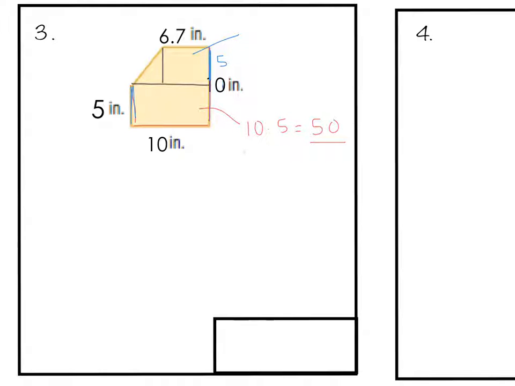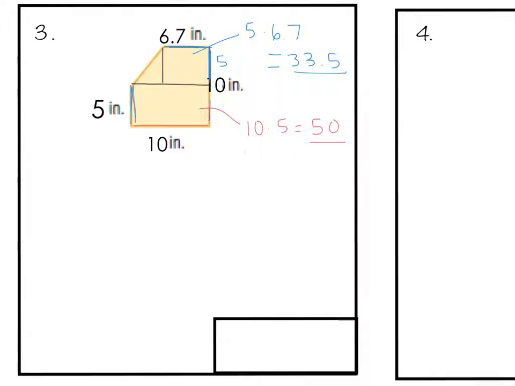So let me erase so we can see that 5 right there. So I know that here this is 5, but I have to figure out this top portion here. And I'm actually given that portion, so that's 6.7. So I know I have 5 times 6.7 for that smaller rectangle, and 5 times 6.7 is 33.5.